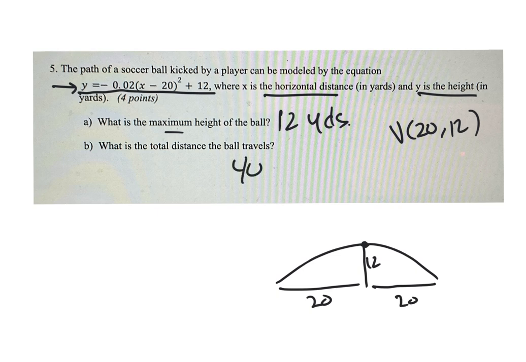So what's the total distance? 40 yards. So make sure you read that question carefully. Don't just automatically think, oh, the vertex is both answers. The vertex gave us both answers, but you had to at least read the question to get the 5B.